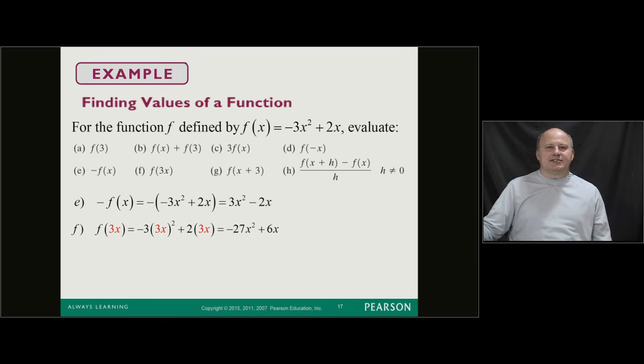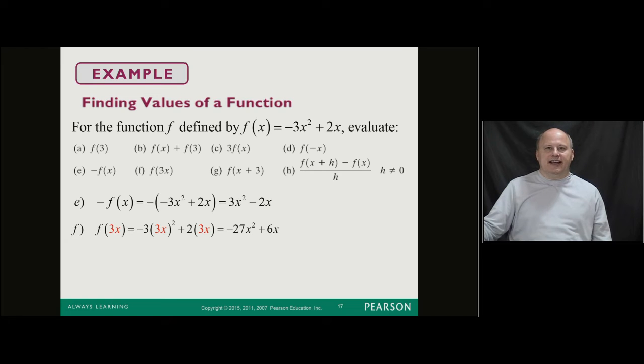So f of 3x is going to be negative 3 times 3x squared plus 2 times 3x. Now remember, the input in this case is 3x. So it's going to be 3x quantity squared, which is 9x squared times negative 3, which is negative 27x squared. And then 2 times 3x, of course, is 6x. But notice, you put in an expression 3x. What did you get out? You got an expression out. You didn't get just a numerical value out.